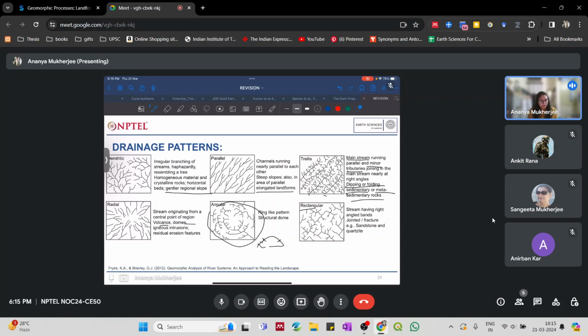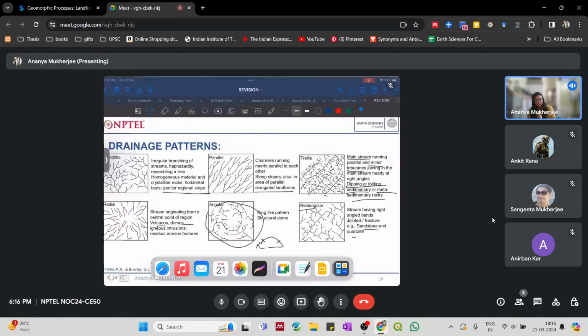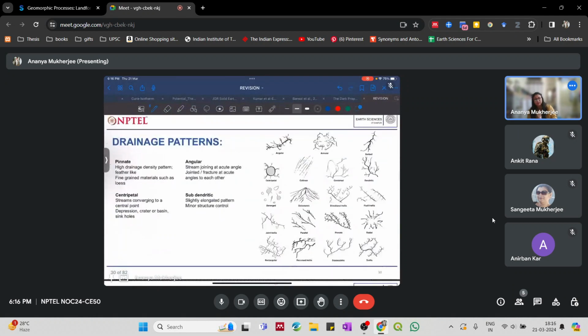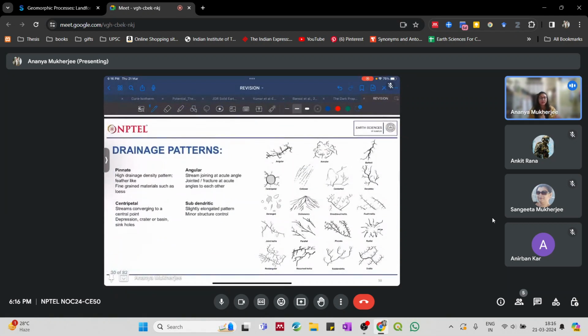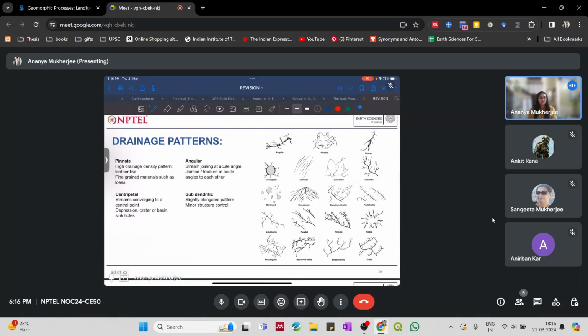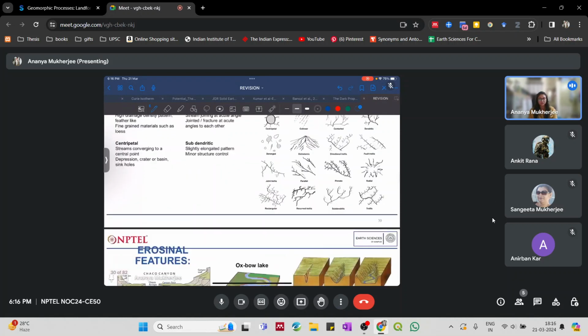Then you have the rectangular ones. These usually flow through joints and fractures in existing rocks that are present, rocks like sandstone and quartzite. Then you have other less common but still identifiable drainage patterns like pinnate, angular, centripetal, and subdendritic. You can see all the different kinds of drainage patterns that are sketched over here.